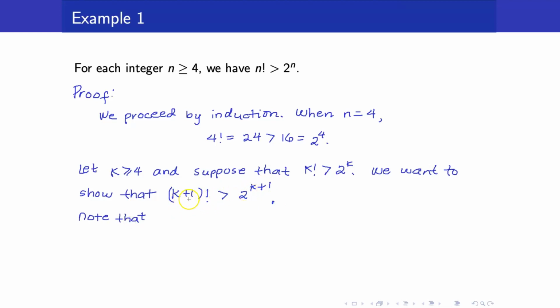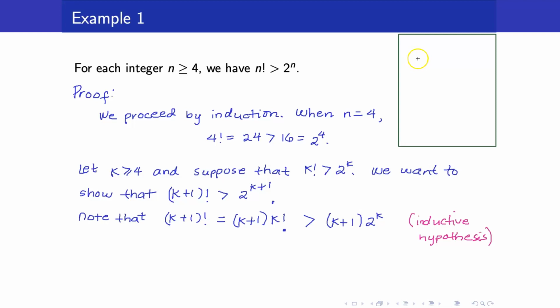In order to prove this inequality, we start with the left-hand side. We want to make use of our inductive hypothesis, k factorial greater than 2 to the k. In order to have an expression involving k factorial, we will write k plus 1 factorial as k plus 1 times k factorial. And therefore, this is greater than k plus 1 times 2 to the k.